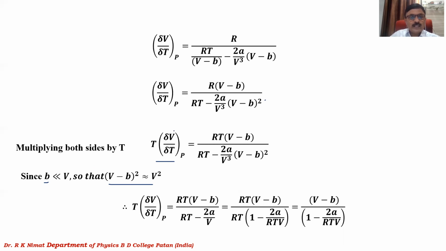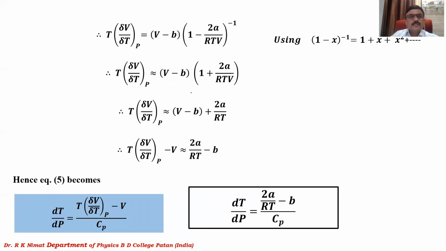And using this approximation, we can write the above equation as T into delta V by delta T at constant P is equal to RT into V minus B divided by RT minus, this V minus B will be V square, this V cube will get cancelled, and you will get only this 2A divided by V. So we can write this equal to RT into V minus B. Take RT common from this term, you will get RT into bracket 1 minus 2A divided by R into T into V, or this RT will get cancelled, and you will get T into delta V by delta T at constant P is equal to V minus B divided by 1 minus 2A divided by R into T into V.